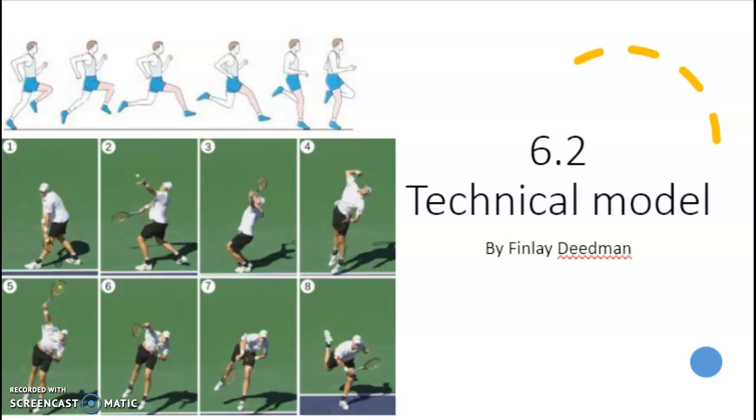In most examples, a technical model is presented in three distinctive stages: preparation phase, prior to the action; execution, during the action; and recovery, after the action.